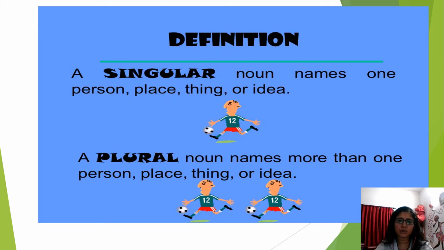So a plural noun names more than one person, place, thing or idea. You can look at the picture here. There is a boy playing soccer. Here there are two boys playing soccer. Now when I was talking itself, I mentioned boy, boys, so I've just added s, but what is there other than that? Let us see.